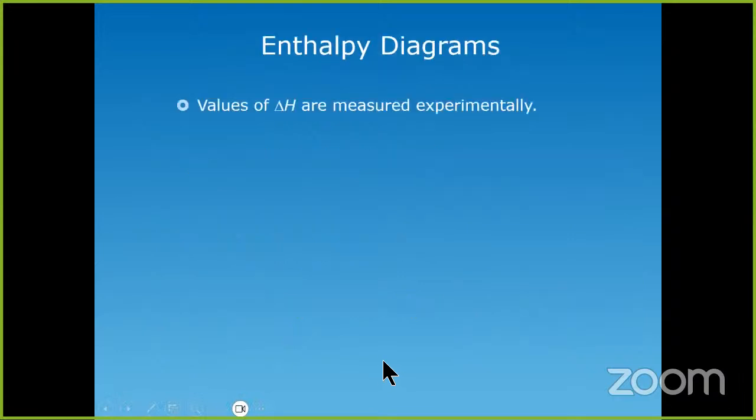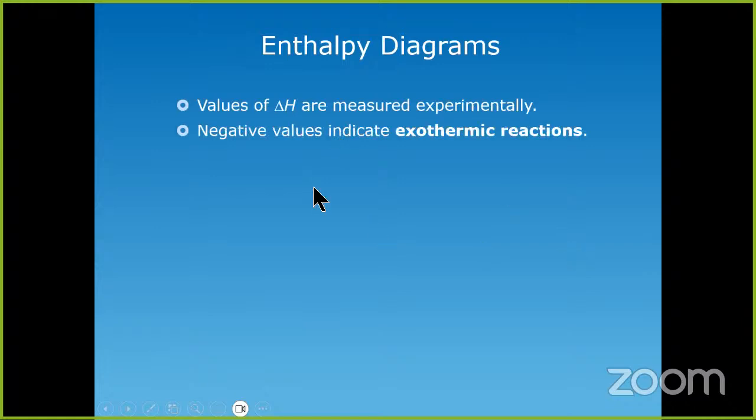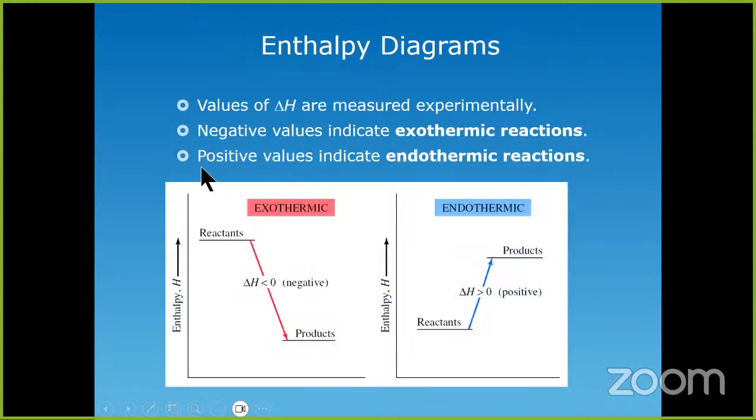Okay, so let's talk about the measurement of enthalpy changes, right? Firstly, enthalpy changes are measured experimentally for the most part. We can actually do calculations of enthalpy as well, but that would also be dependent on experimentally determined values. If the value of enthalpy change is negative, that means that the reaction is exothermic. If delta H is positive, that means the reaction is endothermic.